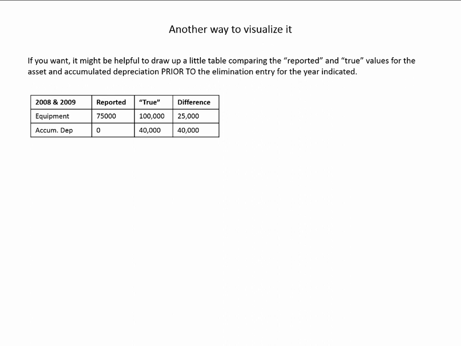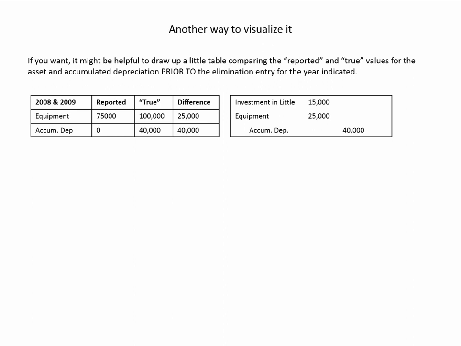Again, these are the values prior to the adjusting and elimination entries. So basically, that first year's elimination entry, we increase the equipment by 25,000, we increase the accumulated depreciation by 40,000, and that's what gets us from the reported values to the true values. It gets us from point A to point B as far as the reported values are concerned.